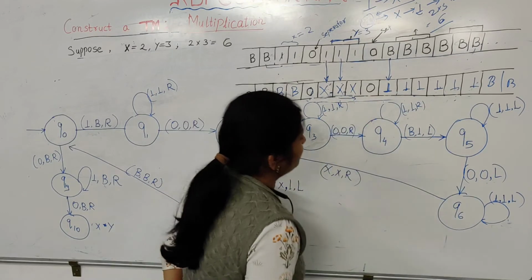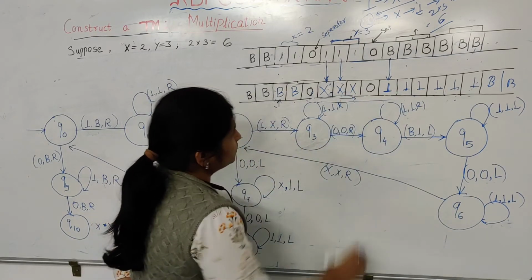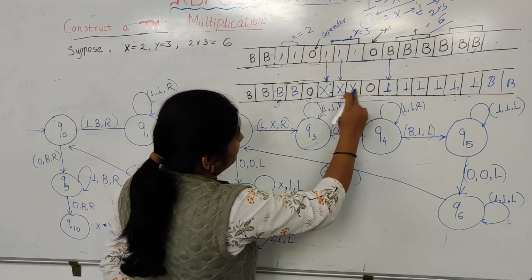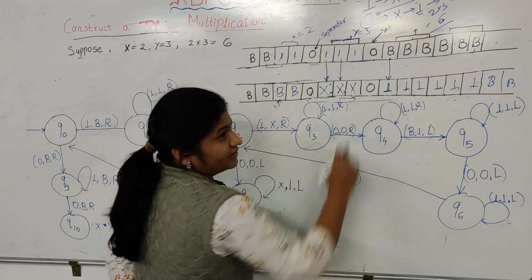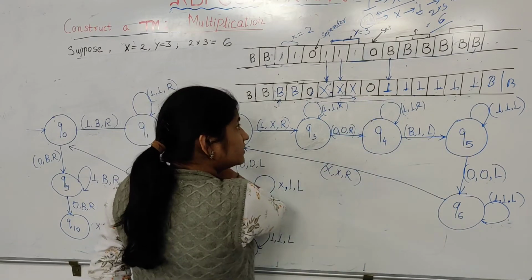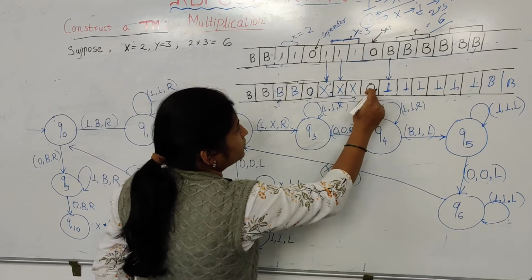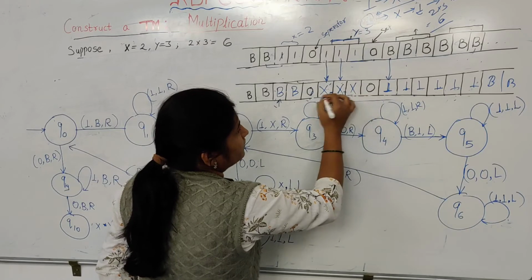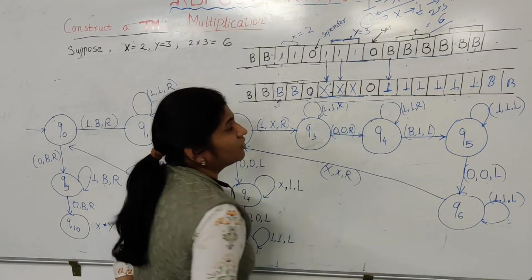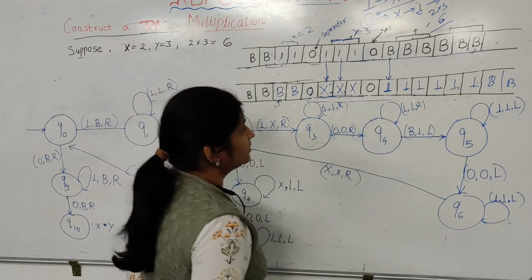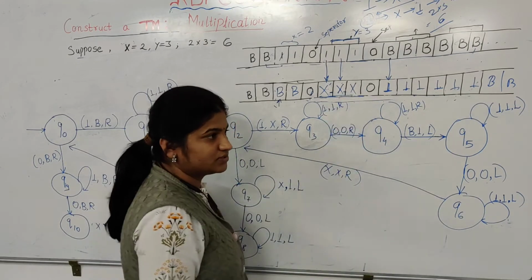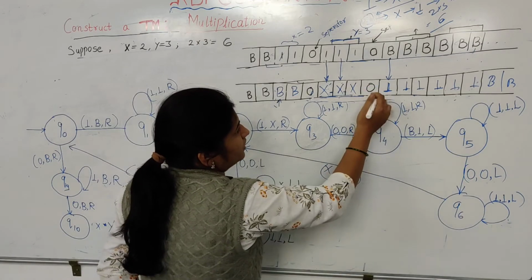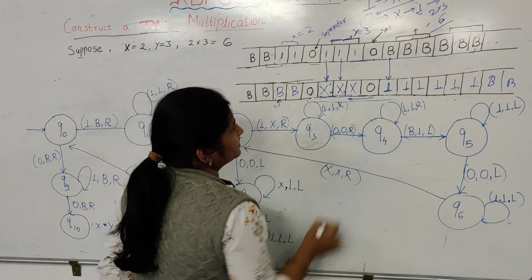Now when we encounter the x, we have to move towards the separator. We will keep the separator as it is, meaning 0 as it is. As we can see here, all the ones are being completed. So again we will move towards the separator. If there is a separator, then we have to move towards the left.